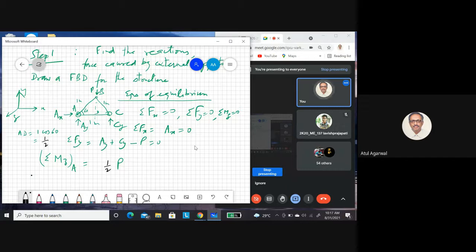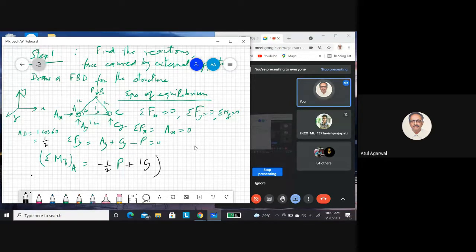Now half P, but you see this is causing a clockwise twist. This is going to cause a clockwise twist about point A, so the moment has to be negative. And similarly, at point C, this Cy is vertically upwards, so it is going to give a counterclockwise twist about point A. So you will get plus, the distance is 1, so 1 into Cy.